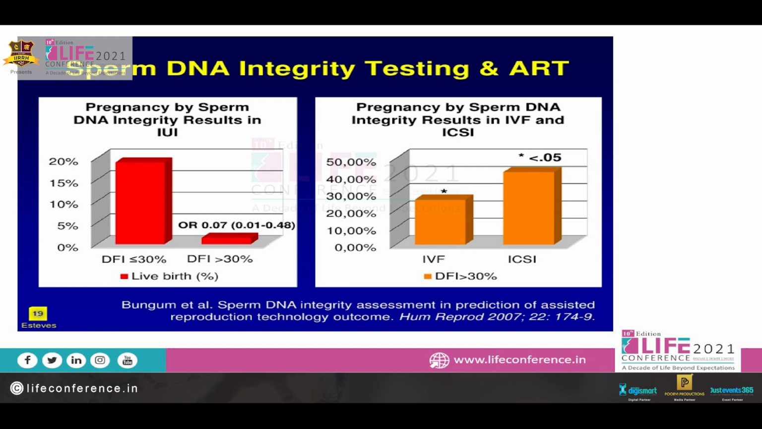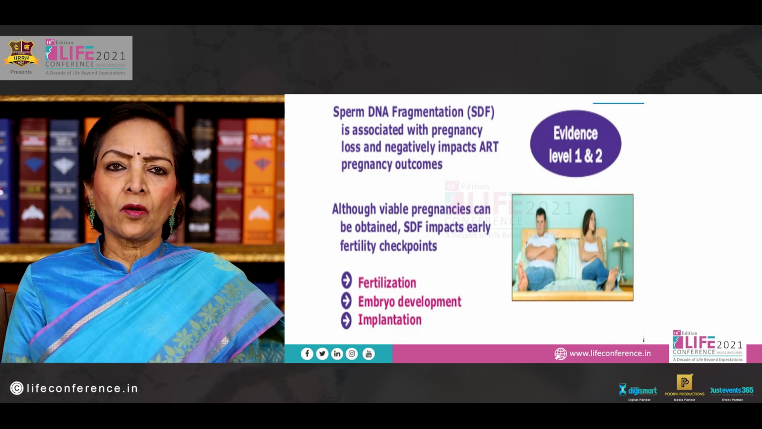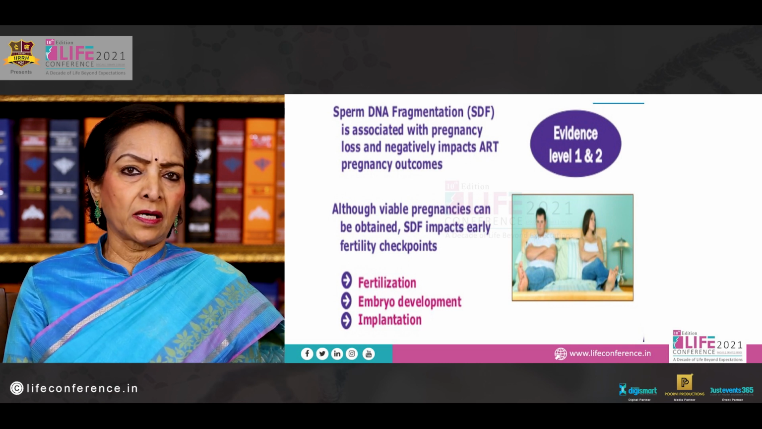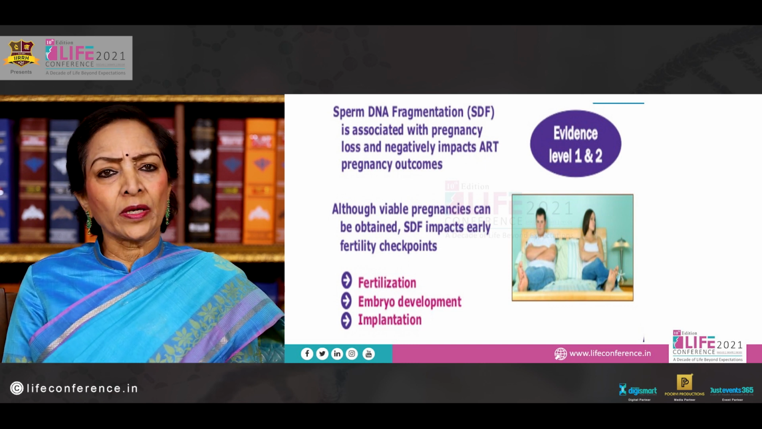And if you look at ICSI, even though the ICSI levels are higher, it is only because you select the sperms without the fragmentation because of the higher microscope power that you use, and you will see that the chances of pregnancy with an ICSI is much higher than with an IUI. Sperm DNA fragmentation is associated with pregnancy loss and negatively impacts ART pregnancy outcomes. And this level of evidence is 1 and 2.